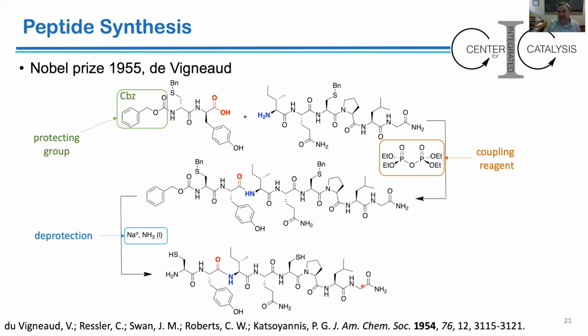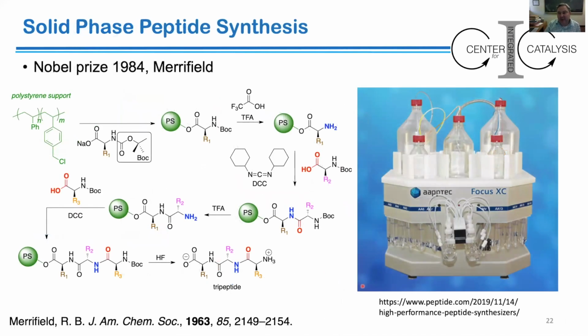But this strategy was then replicated in the solid state. So this was all in solution. So they have all this stuff in solution, and that can be really tedious and difficult to purify. And so Merrifield in 1984 won the 2nd Nobel Prize for making peptides. And what he demonstrated is that you can do this all in the solid state, a solid support. And so this is a polystyrene bead that you can then react with a Boc protected amino acid.